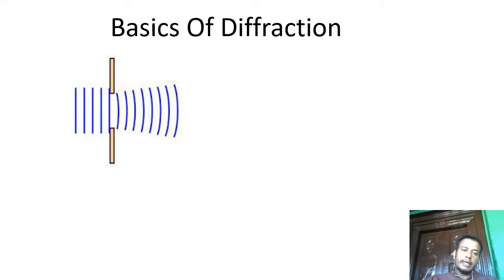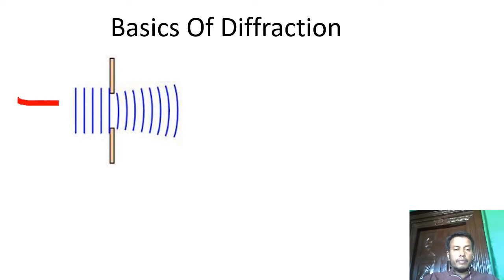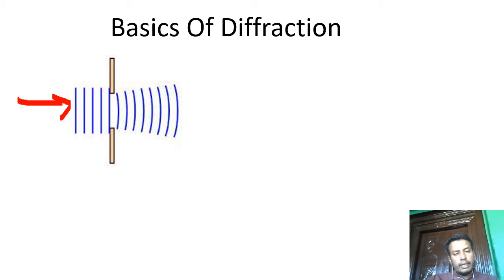See here, there is a slit, and the light is passing through it. There is a large gap, the width of the slit is large. So when light passes through this, only a little bending will be seen here.